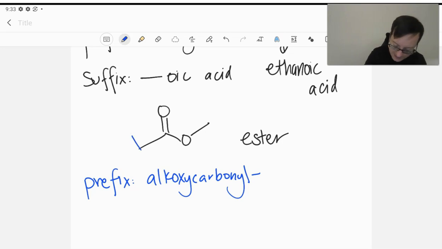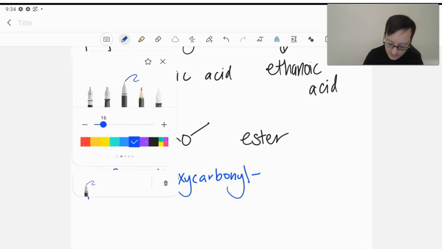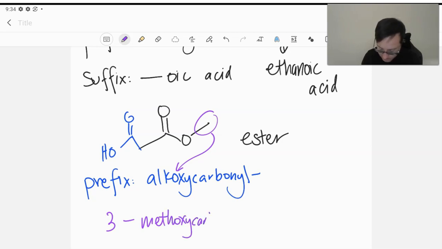For example, if we had a carboxylic acid here, the carboxylic acid takes priority, we would say 3-methoxycarbonyl, because that alkoxy bit is what's on the other side of the ester. So this part would be the alkoxy. So we would say methoxy, whatever it happens to be, isopropoxy, ethoxy, whatever it is. Carbonyl, that's what it would be. So this compound here would be 3-methoxycarbonyl propanoic acid.